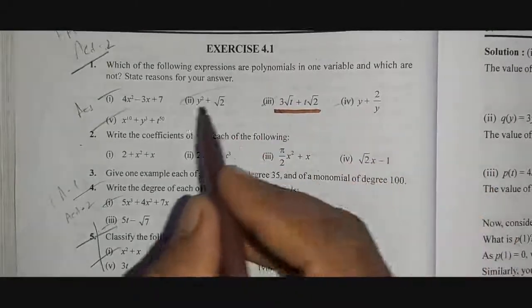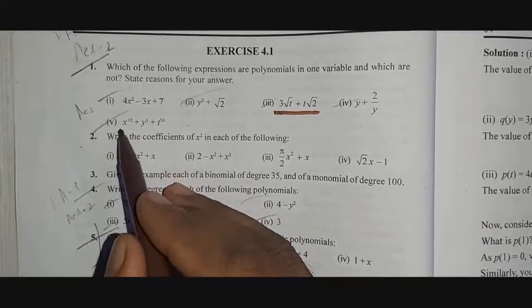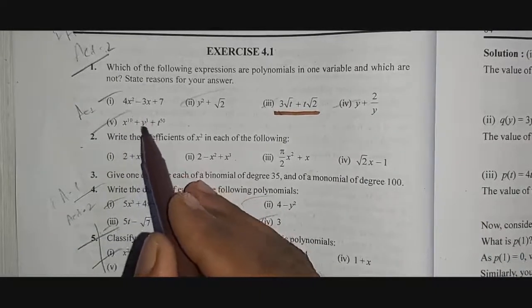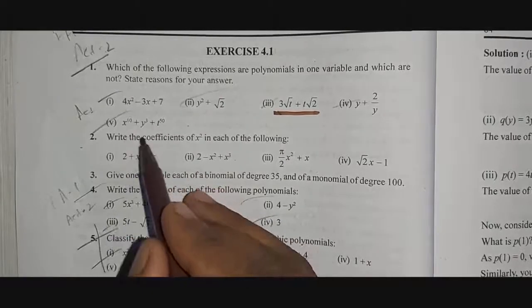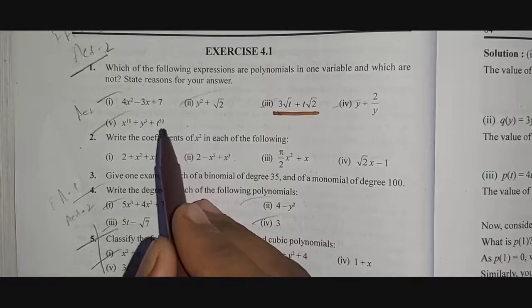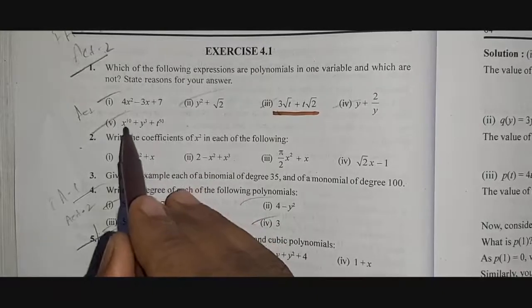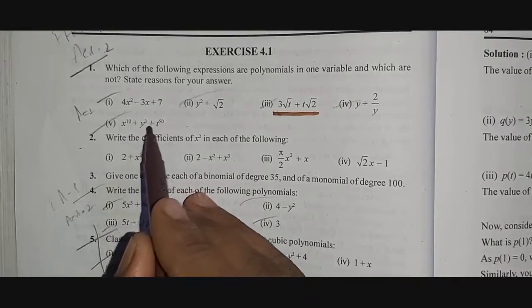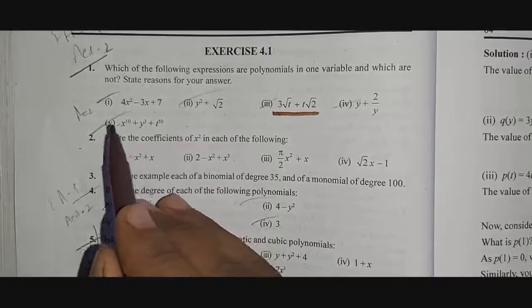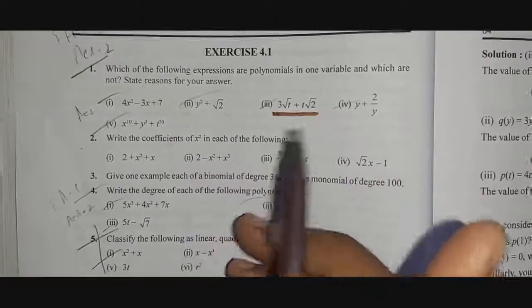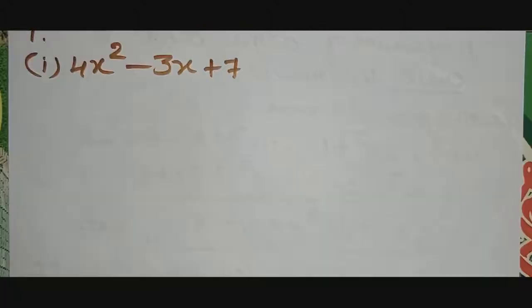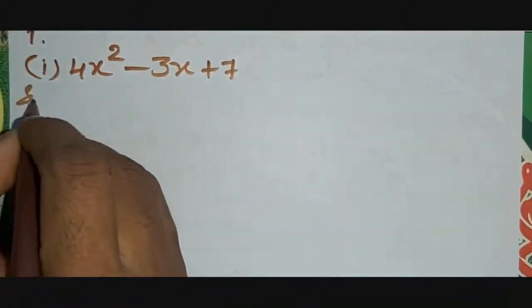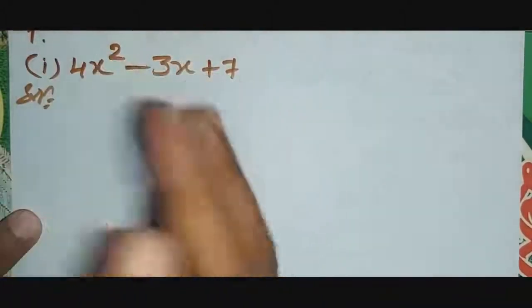Next, the fifth question: x to the power of 10 plus y to the power of 3 plus t to the power of 50. It can be observed that this expression is a polynomial in three variables. x is a variable, y is a variable, t is a variable. Therefore it is not a polynomial in one variable. Okay, I will write the solutions, just what I told.